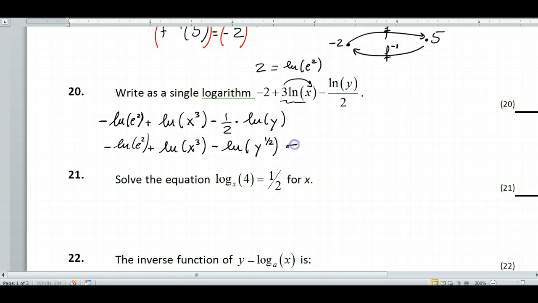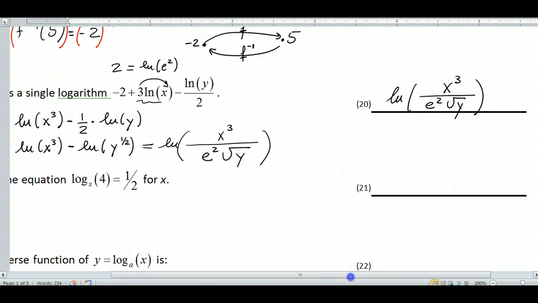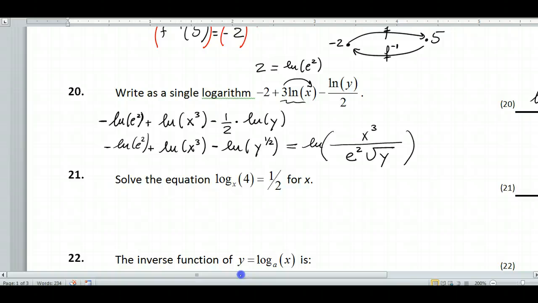So now let me put everything under one ln, a big fraction. Everything with a negative sign in the front goes at the bottom, everything with a plus sign goes at the top. So what do you have? You have e squared at the bottom, square root of y at the bottom, and x cubed at the top. That's what it is, right? So ln of x cubed over e squared times the square root of y. Okay? Good. Any question? No question. Okay, let's move on.